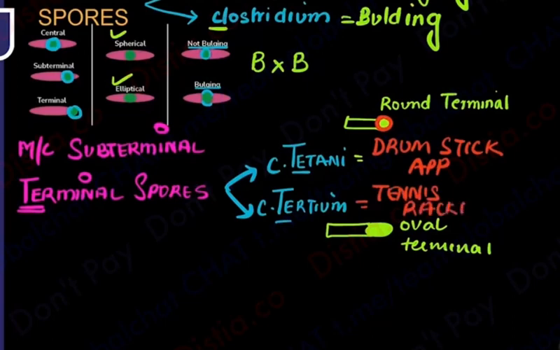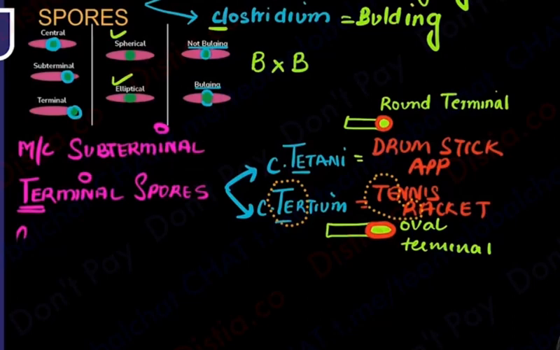And how do I learn it? See, it's looking like a tennis racket, long like a tennis racket. So confusion hota hai, students get confused which is drumstick, which is tennis racket. So I will say that the one that is going to have TER, dekho, TER for tennis racket. TER is going to be for tennis racket. So now you will always remember that tertium was tennis racket and tetani was drumstick.